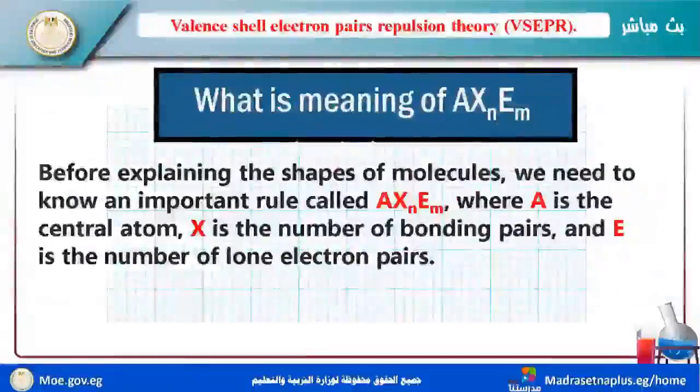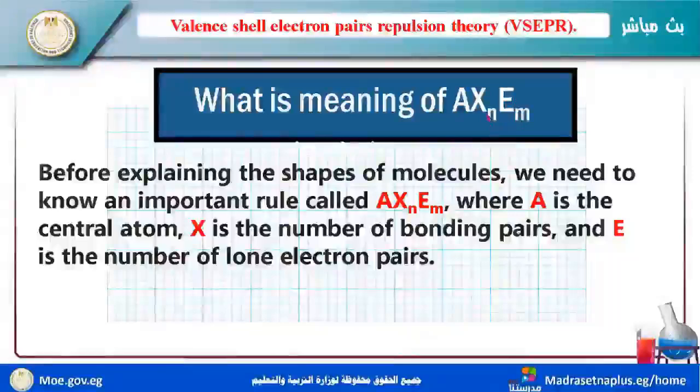I have many symbols and diagrams, like AXNE. What is the meaning of AXNE? I mean by N, the number of bonded pairs, and by E, the number of lone pairs. How can you define the lone pairs and bonded pairs using the electronic configurations? Before explaining the shape of molecules, we need to know the important rule called AXNE.